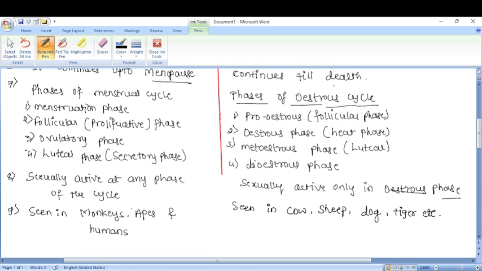This is some information regarding the reproductive cycles in mammals.